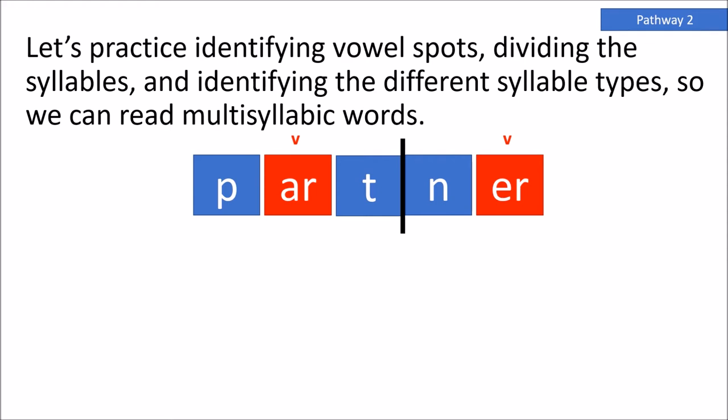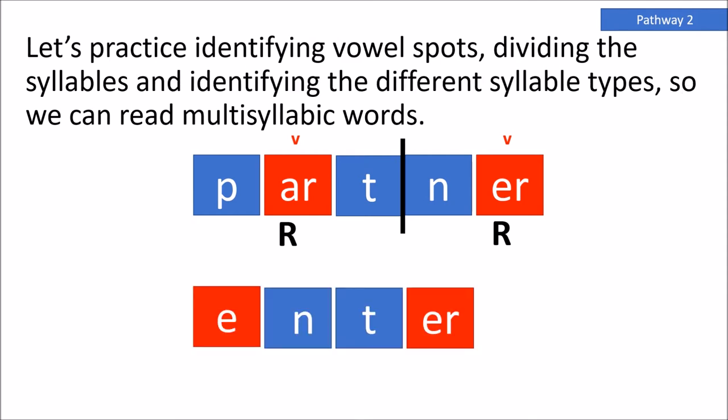The first syllable contains the R-controlled AR vowel, which says /ar/. Because the syllable contains an R-controlled vowel, this syllable type is R-controlled, and I would read this syllable as part. The second syllable also contains an R-controlled vowel. It contains the ER. Therefore, this is also an R-controlled syllable. I would read the second syllable as ner. If I put these two syllables together, I would read partner. Partner.